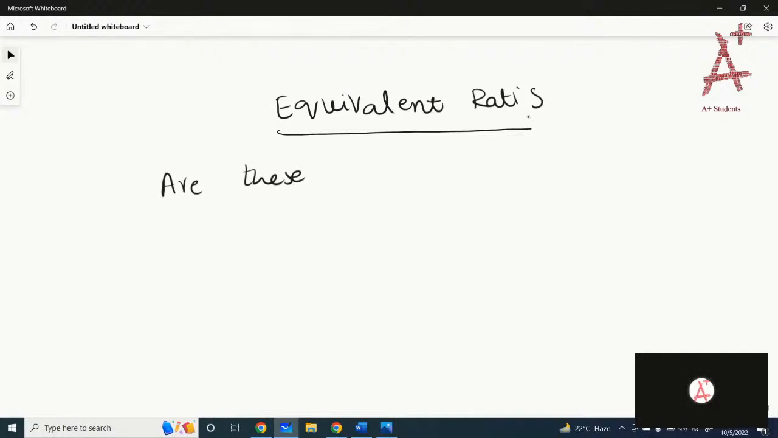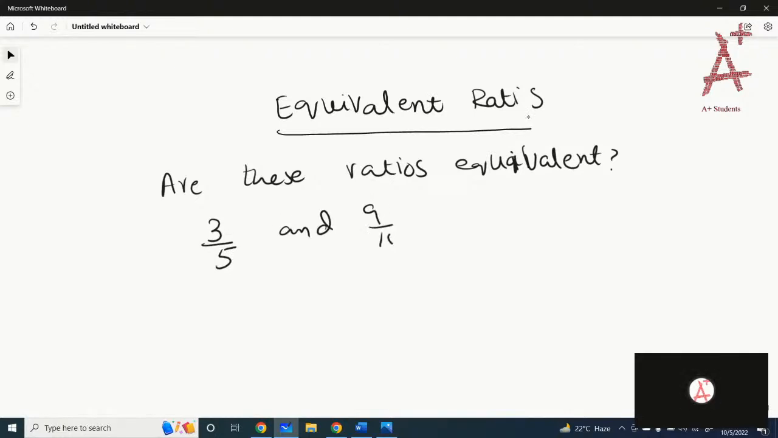Are these ratios equivalent? You are given two ratios. You need to see if they are equivalent. Got it? Okay, and the ratios are 3 by 5 and 9 by 15. So what you have to do is compare two fractions to see if they are equivalent. Is 3 by 5 equal to 9 by 15?